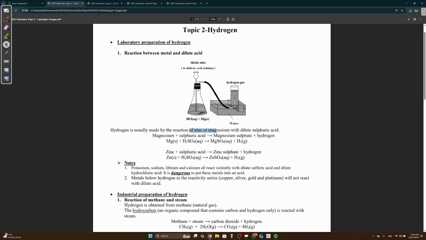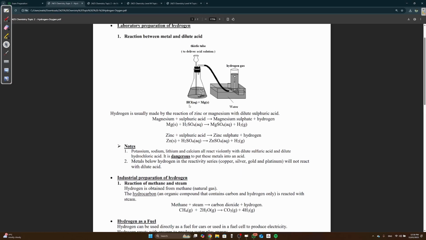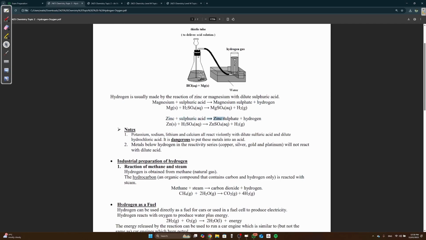Why these two metals? Because if you were to use, for example, sodium or potassium, the reaction would be so vigorous, especially those group 1 metals. So that's why they use zinc or magnesium. They react with an acid, either HCl or dilute sulfuric acid. So magnesium plus sulfuric acid gets you the salt plus hydrogen gas, right? And same thing with zinc, you get the salt plus hydrogen gas. So here are the notes.